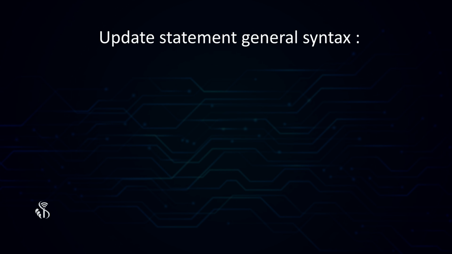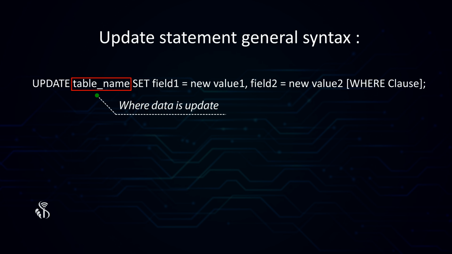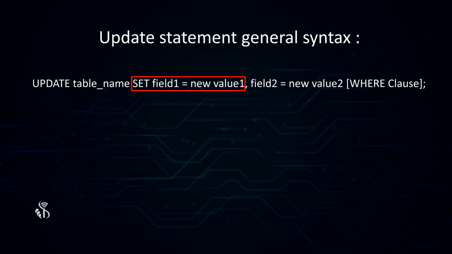Update statement general syntax is: update table name set field 1 is equal to new value 1, field 2 is equal to new value 2, [where clause]; It is update followed by table name that tells MySQL to update data in the table. Set field 1 is equal to new value are the names of fields and values affected by the update query.